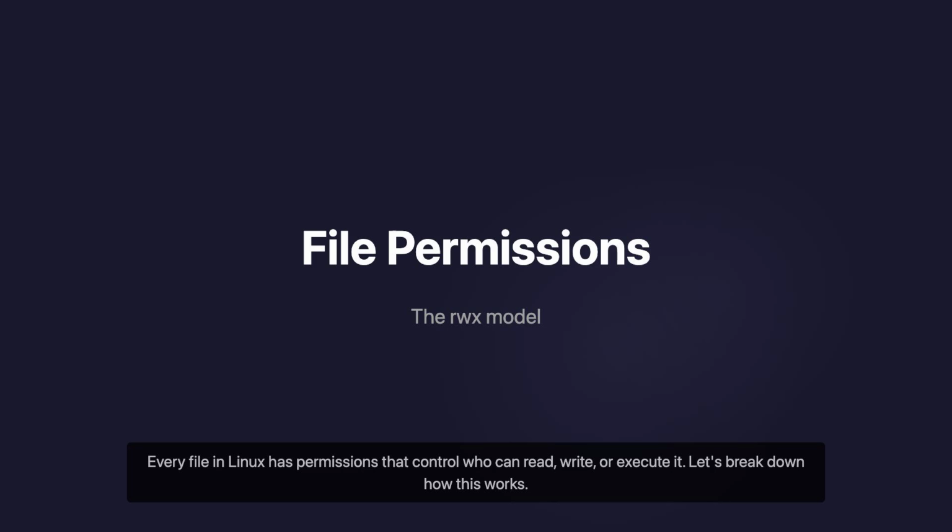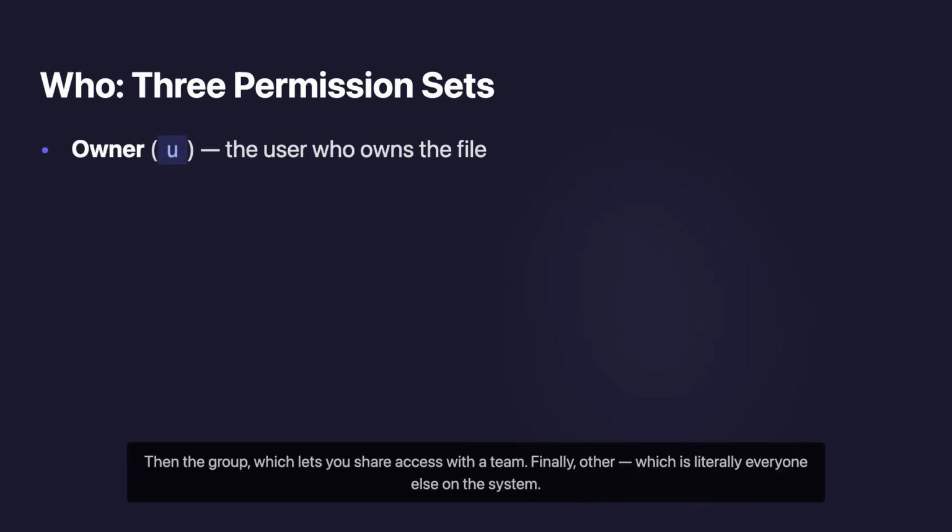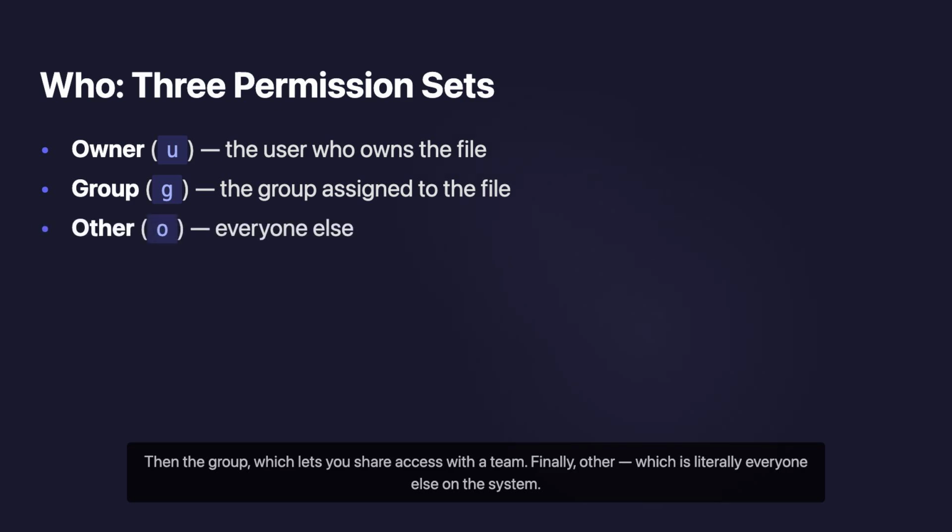Every file in Linux has permissions that control who can read, write, or execute it. Let's break down how this works. Every file has 3 separate permission sets. First, the owner, usually whoever created the file. Then the group, which lets you share access with a team. Finally, other, which is literally everyone else on the system.